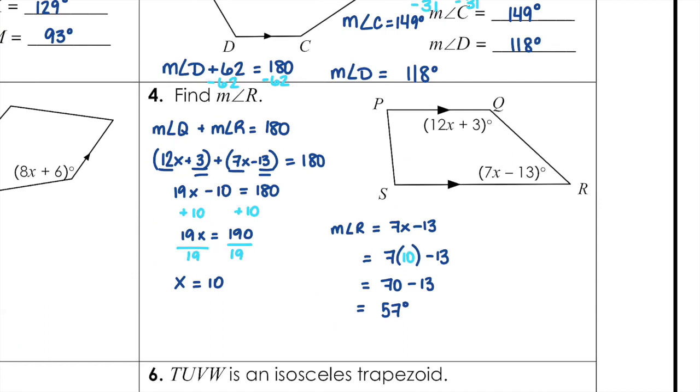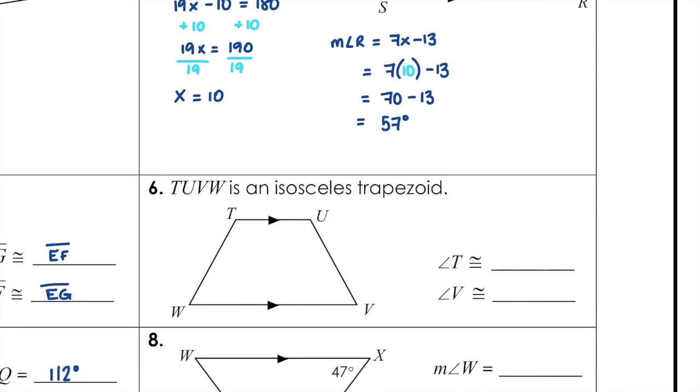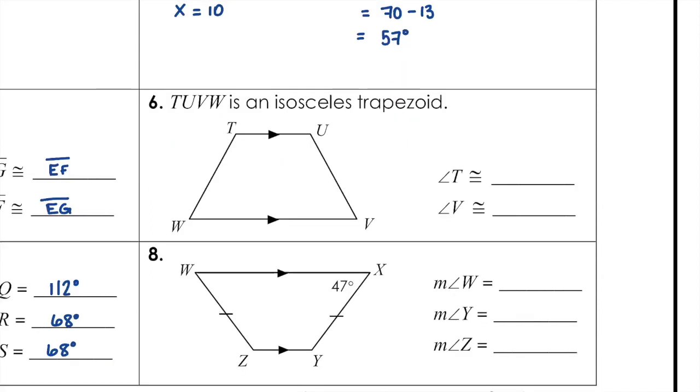Let's talk about isosceles trapezoids now. TUVW is isosceles. If they did not tell me that was isosceles, could I assume? No, I can't. I might be able to prove it, but I couldn't assume. All right, so we know base angles are congruent in an isosceles trapezoid. So what angle would T be congruent to?